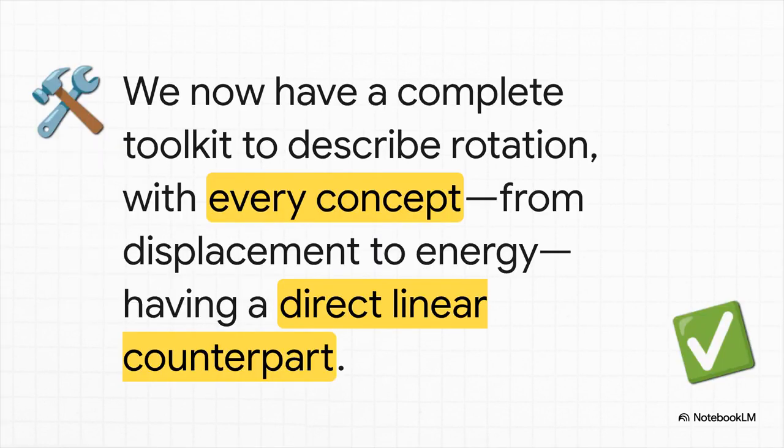So let's just take a step back and appreciate what we've done. We have built an entire framework for understanding rotation, and we did it by just drawing direct analogies to the linear motion we already knew. From kinematics to dynamics to energy, every single piece has a rotational twin. We didn't really learn new physics, did we? We just learned to speak a new, rotational dialect of the physics we've known all along.